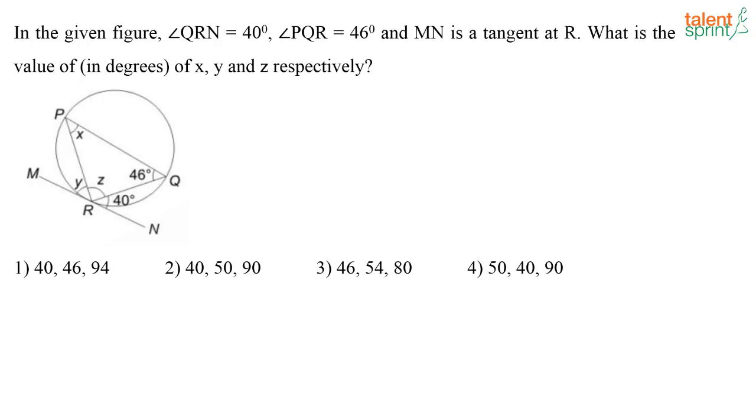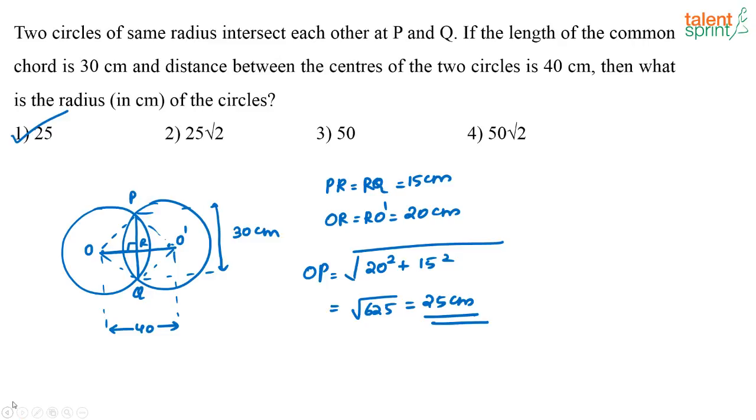Next one. 15 is the answer, 25 is the answer, no Sony. Sorry, hypotenuse is 25. Sony, please check. 400 plus 225, that is 625, root is 25.